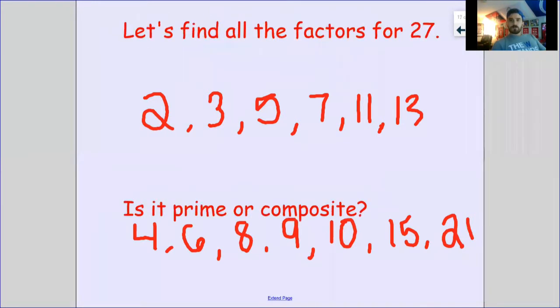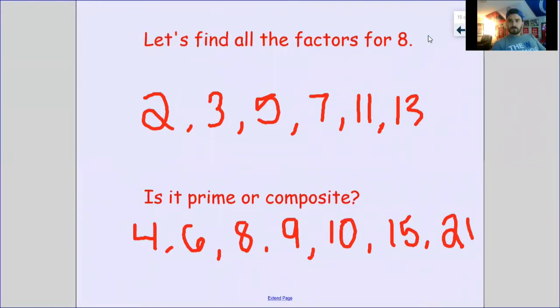So what I want to do is, can I clear all this off?